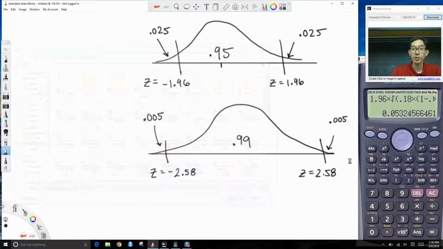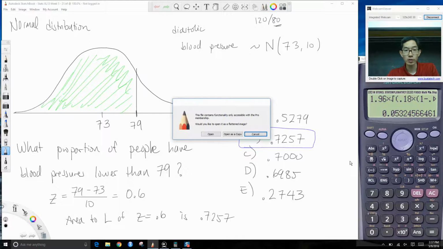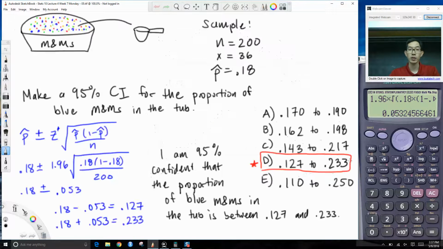All right. And I would have made a clicker question out of this, but on the previous slide, I said I'm 95% confident that the proportion of blue candies in the tub is between 0.127 and 0.233. Okay, I'm 95% confident that if I were to count up all the M&Ms and calculate exactly what proportion are blue, it's between 0.127 and 0.233.